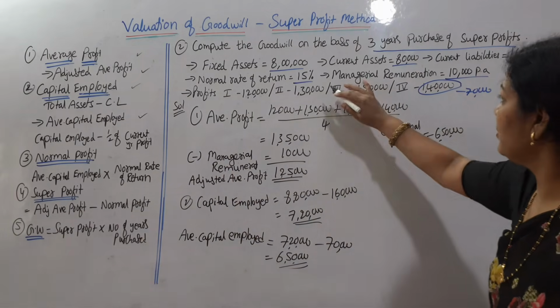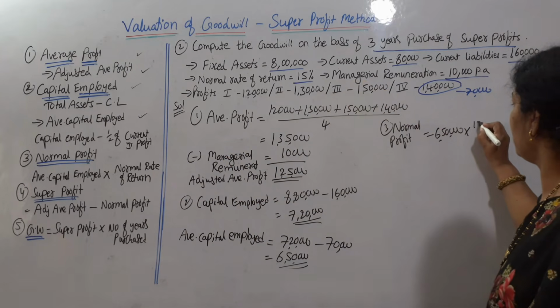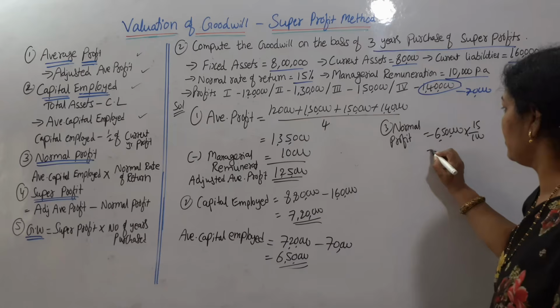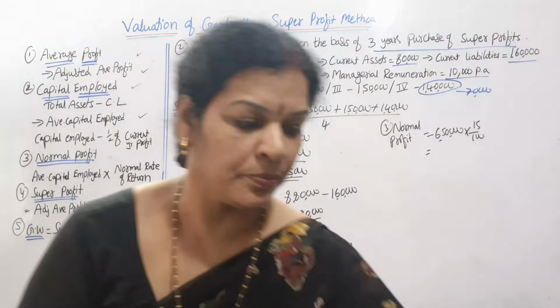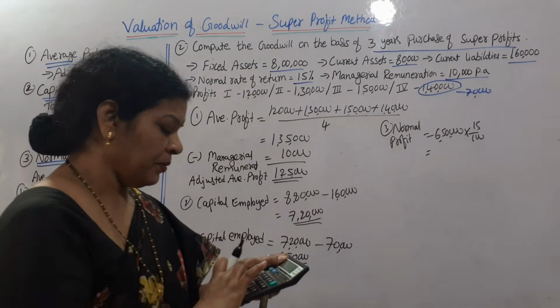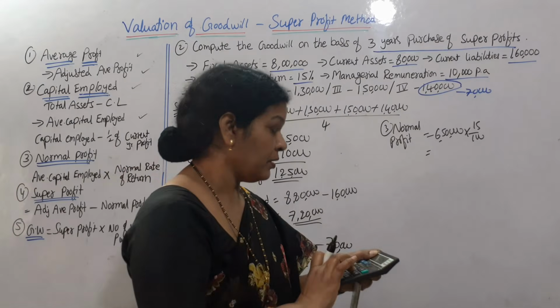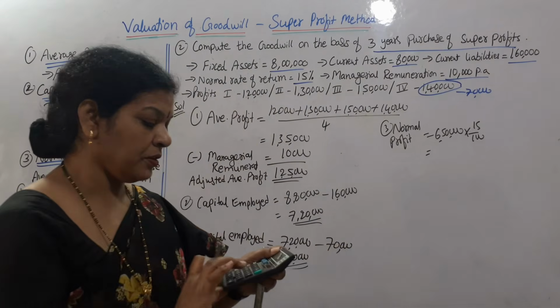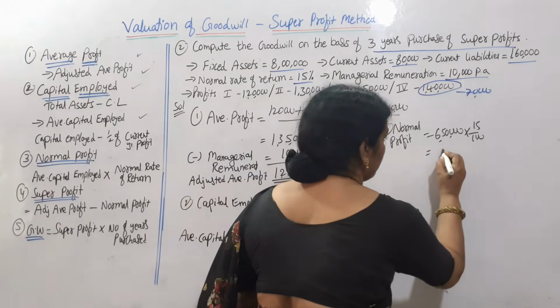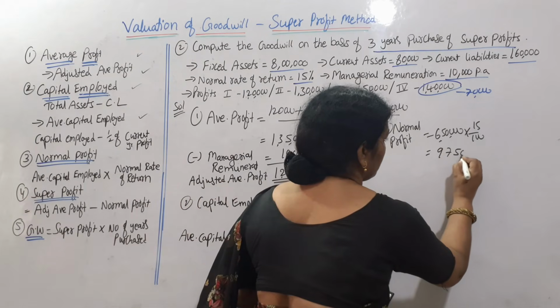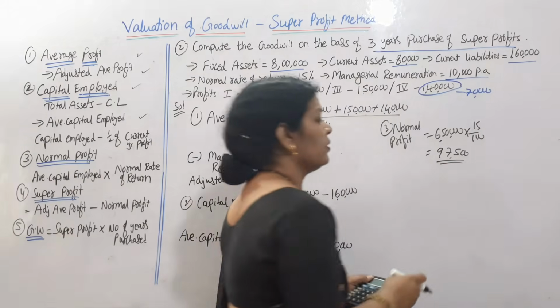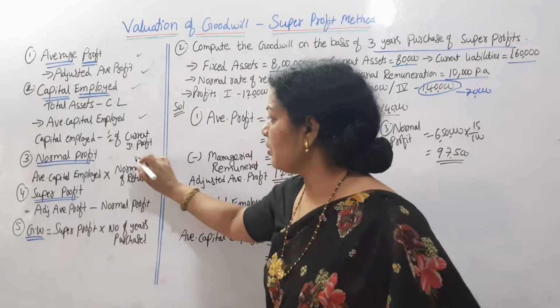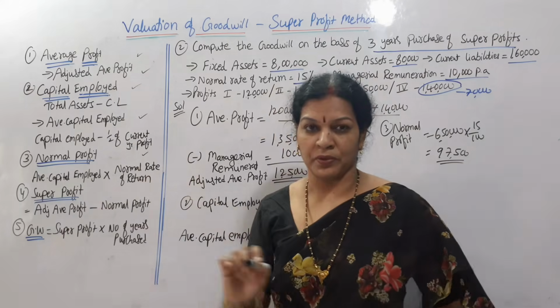Normal rate is here 15%, into 15%. 6,50,000 into 15%, 97,500. This is normal profit. Once if you get normal profit, then super profit.